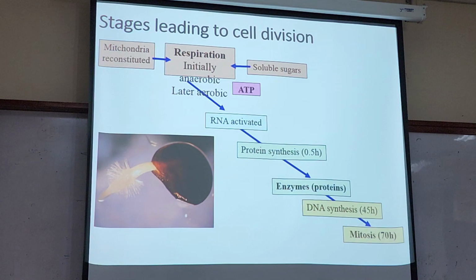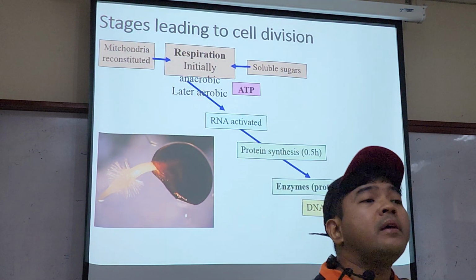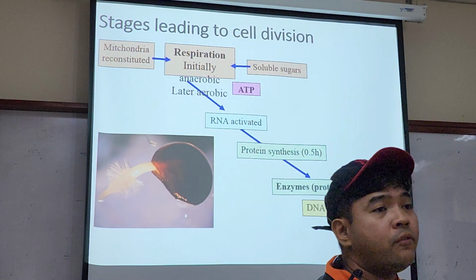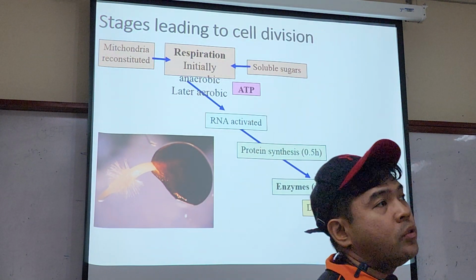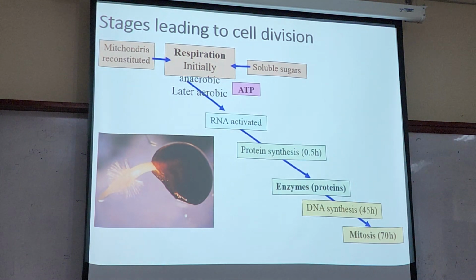Okay, and further mitosis, because the cells are now awakened and actively dividing. Okay, so that's when you see that your seed has now swollen and the budding starts to appear. Okay, either the radicle or the plumule.